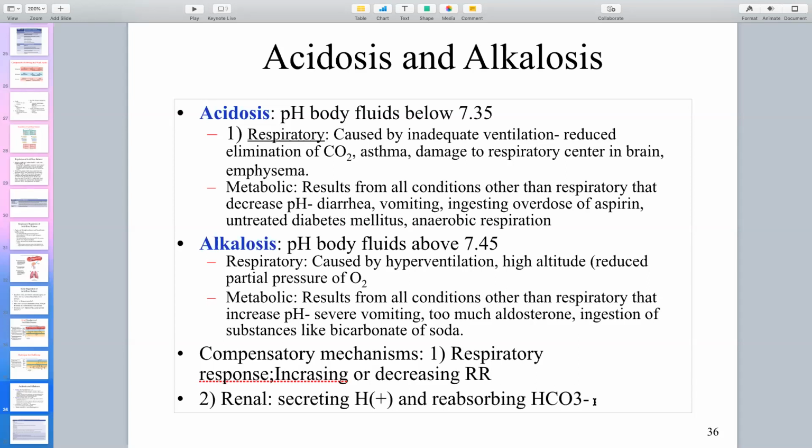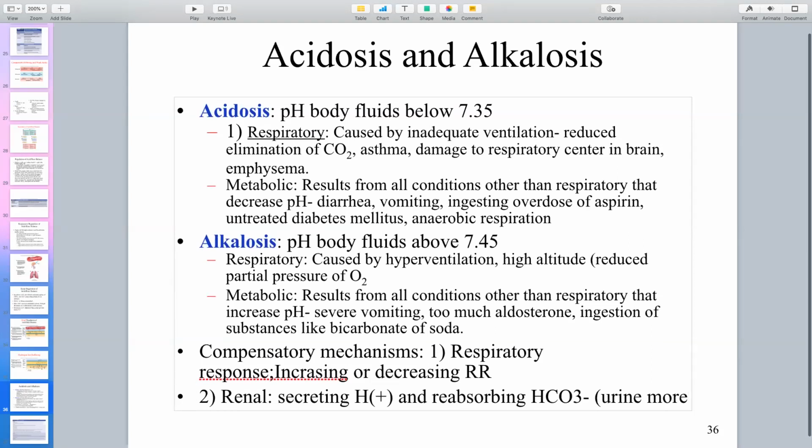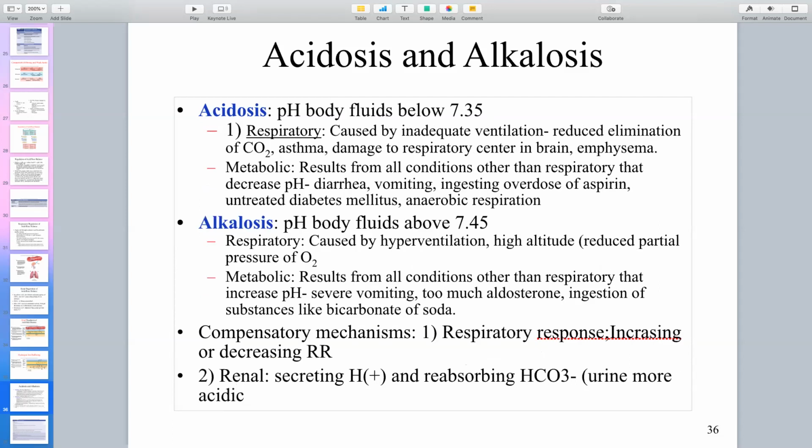Right. The renal response is either secreting hydrogen and reabsorbing bicarb. When we do that, urine becomes more acidic. But remember, there's a limit to how acidic you can make your urine. The last thing we want to do is urinate out urine that's got a pH of 1. It'll burn everything, right? So there's a limit to everything here.